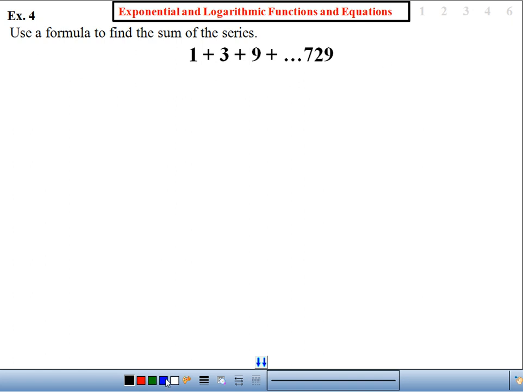Well, let's first label what we have. We have our first term, a. What's happening from here to here, from here to here? Yeah, times 3. So we have our r. Next we need the number of terms, so we need n. Oh wait a minute, we don't have a total number of terms because we only have 1, 3, 9, all the way to 729.